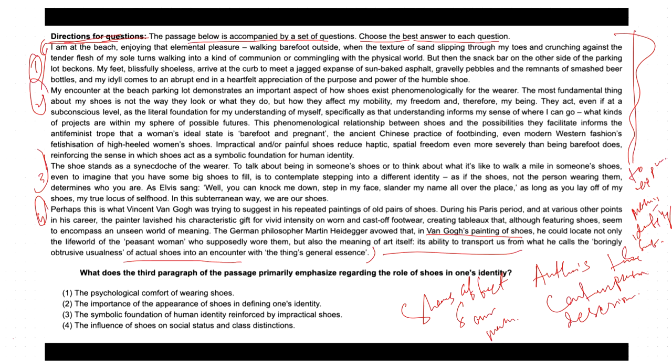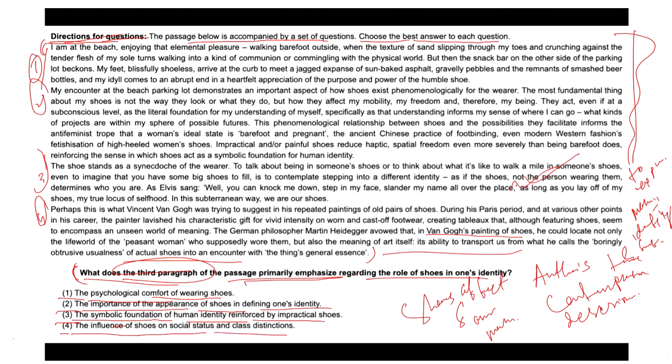Now let's move to the question. What does the question point out? It asks what the third paragraph of the passage primarily emphasizes regarding the role of shoes in one's identity. Let's look into each of the options and analyze them. The first says the psychological comfort of wearing shoes. Second, the importance of the appearance of shoes in defining one's identity. Third, the symbolic foundation of human identity reinforced by impractical shoes. Fourth, the influence of shoes on social status and class distinction.